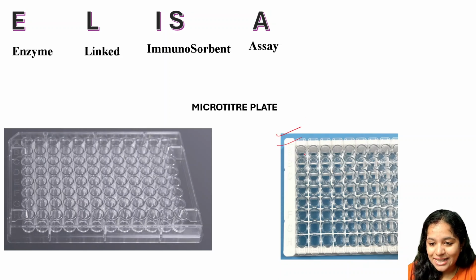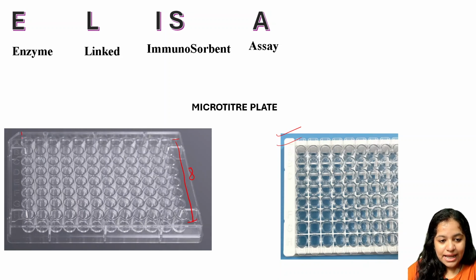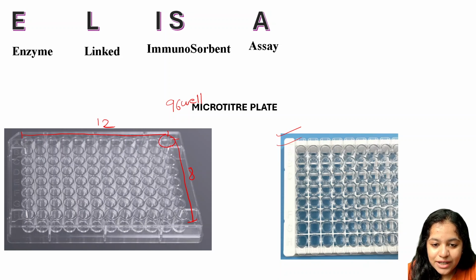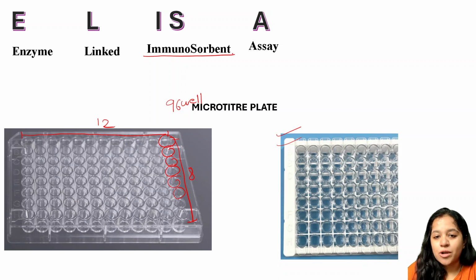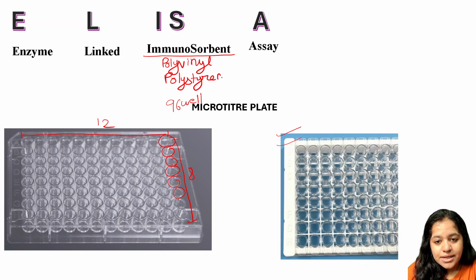Okay, this is a detachable microtiter plate, and this microtiter plate has 8 wells here and 12 wells here, making it a total 96 well microtiter plate. Now you see each well of this microtiter plate holds one sample from one patient. So we can put many serum samples from different patients at once. Now there is the property of this microtiter plate that it is covered by a layer of an immunosorbent material, like your polyvinyl and polystyrene. Clear?